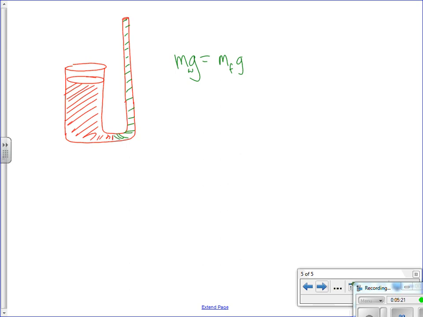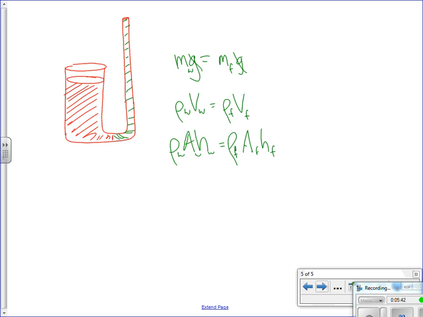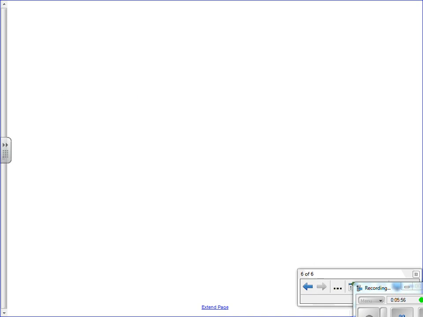So that means the mass of the water and the mass of the fluid are the same. Or rho water times volume water is rho fluid times volume fluid. Or rho times area times height of water is rho fluid times area fluid times height fluid. Solve, you'll get the ratio of the two densities. Answer 6.